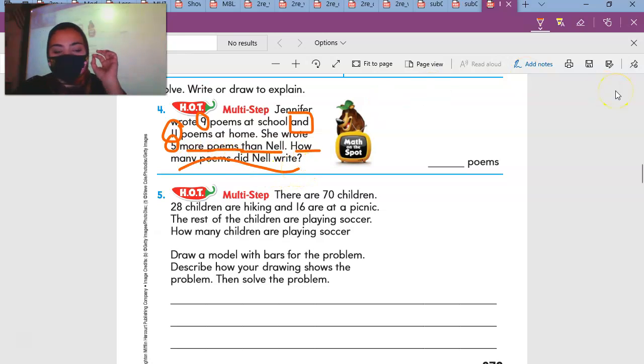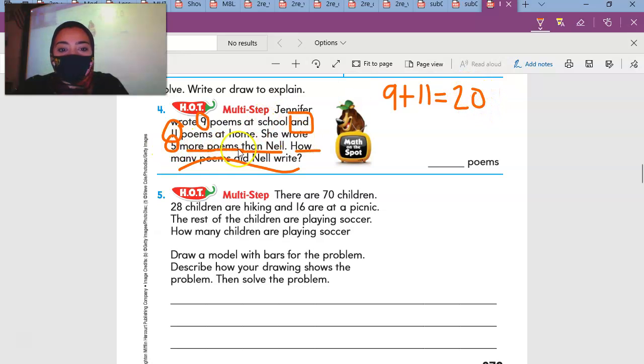Let's break that apart and read that slowly. Jennifer wrote 9 poems at school and 11 poems at home. How many poems did she write altogether? She wrote 9 at school and means add, 11 at home. How much did she write altogether? 11, 12, 13, 14, 15, 16, 17, 18, 19, 20. So she wrote 20 poems altogether.